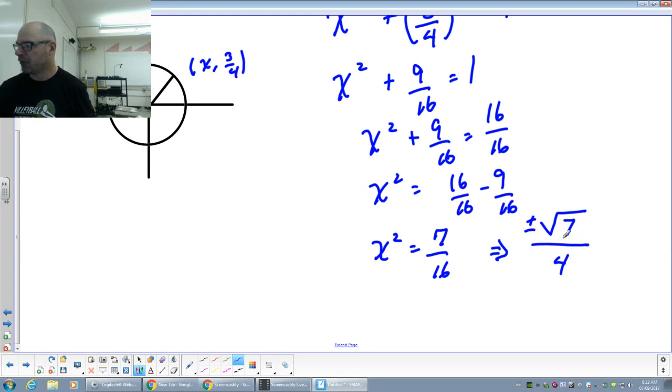So our answer is plus or minus root 7 over 4. So this would be the minus, this would be the plus. So x equals plus or minus root 7 over 4.